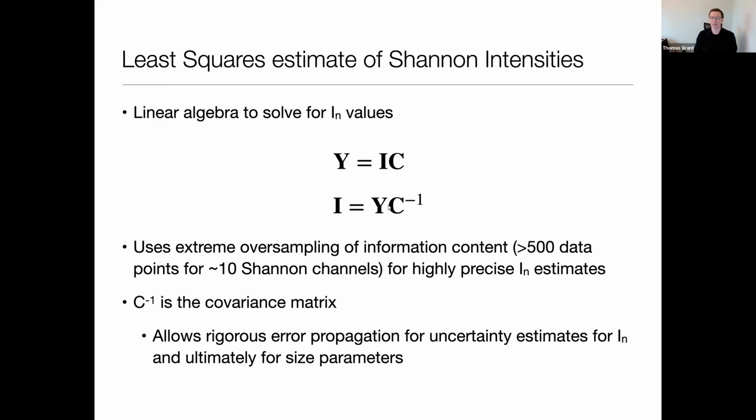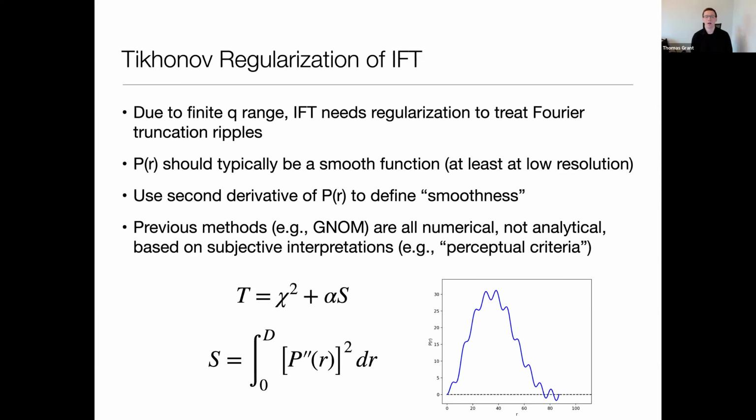Also, because we have this C inverse matrix, that is the covariance matrix from least squares. That allows us to have some rigorous error propagation for the uncertainty estimates on those coefficients and ultimately for the size parameters that we can derive from them. But we still have fundamentally the same problem that Moore had, which is that the Moore approach and subsequently our approach still has this sensitivity to Fourier truncation ripples because we don't have any regularization.